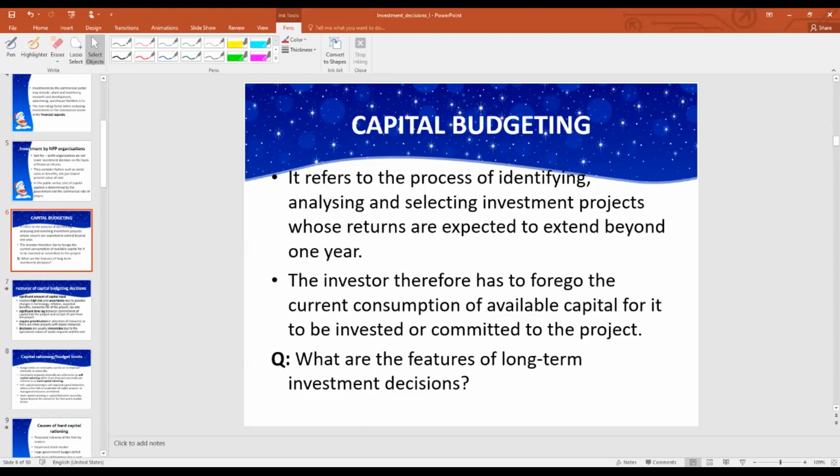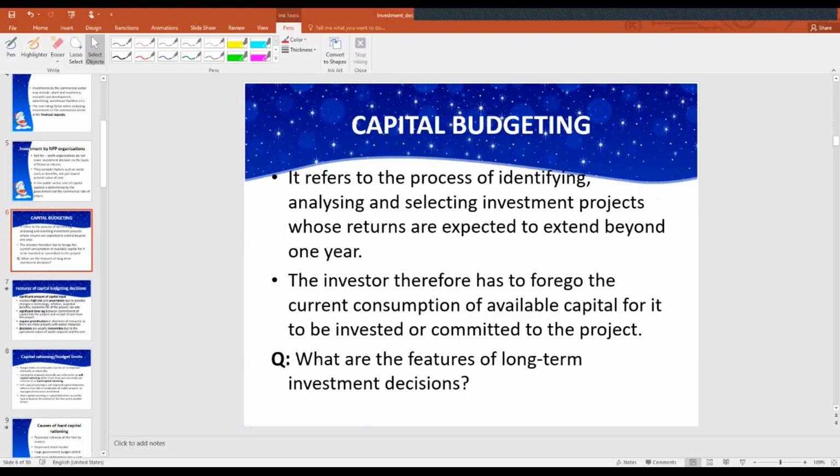So capital budgeting or investment decision refers to the process of identifying, analyzing, and selecting investment projects whose returns are expected to exceed one financial year. The investment decision, also referred to as the capital budgeting decision, is that entire process where you as a company identify where you should invest your money: in project A, B, C, or D.